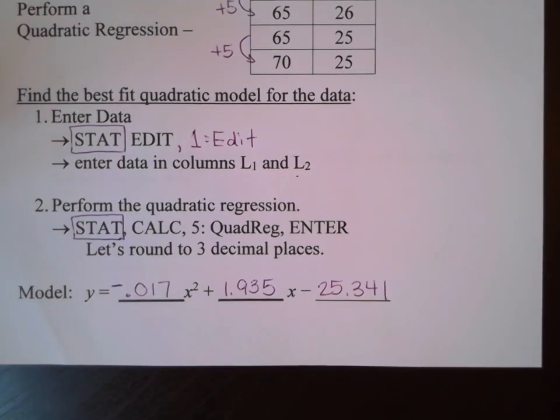Okay, so now you know how to find an equation for a parabola if you have a data set that is close, shows a parabola-like trend, but maybe doesn't fit exactly. You can use a quadratic regression.